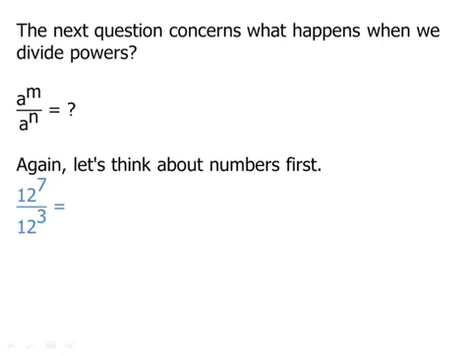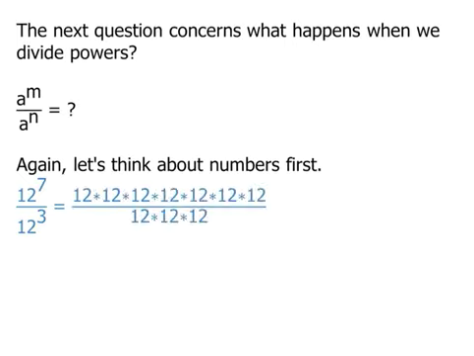Well, 12 to the 7th has to be 7 factors of 12 multiplied together. We have to have that in the numerator. In the denominator, we're going to have 3 factors of 12 multiplied together. So we're going to have something like this. Well, obviously, we're going to get some cancellation here. We're going to be able to cancel 1, 2, 3 factors of 12 in the numerator and denominator.